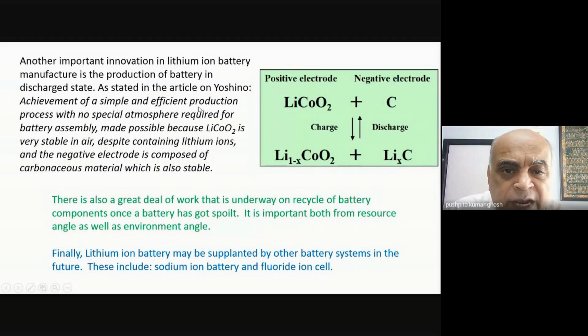Achievement of a simple and efficient production process with no special atmosphere required for battery assembly, made possible because LiCoO2 is very stable in air, which means the discharge state, despite containing lithium ions. And the negative electrode is composed of carbonaceous material, which is also stable. It's only when my carbon becomes negatively charged that it becomes very unstable.